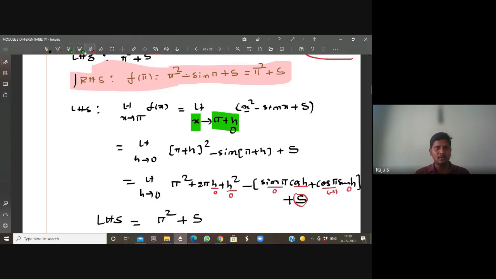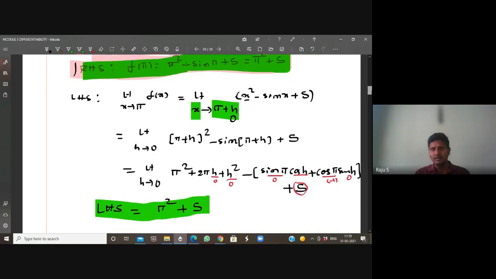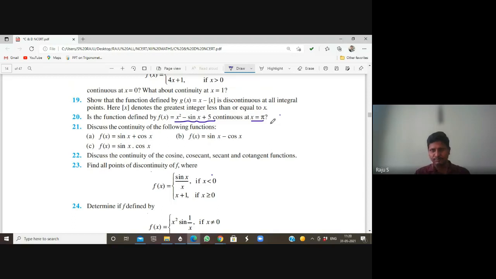Right, students? So anyhow, here also we got the same LHS. RHS is already pi square plus 5. So therefore, LHS equals RHS. The given function is continuous at x equal to pi. Is it clear? I hope that it is very clear. So we proved that.